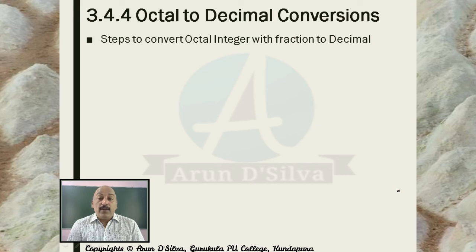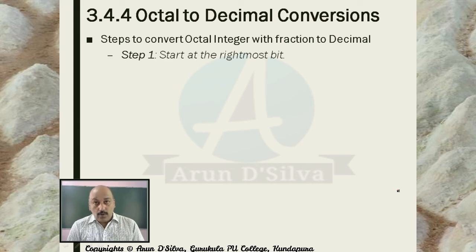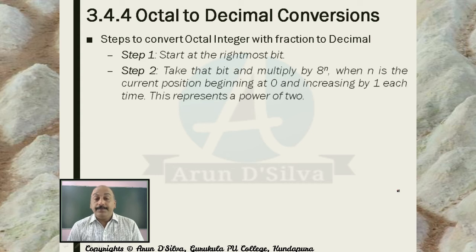Here we are following the steps for converting an octal integer with a fractional part to decimal. We do it together, not like decimal to octal, where we consider the integer part and fraction part separately. But when you want to convert from octal to decimal, we can do it together. How? See here. Step 1: start at the rightmost bit and multiply by 8 to the power n, where n is the current position beginning at 0, increasing by 1 each time.